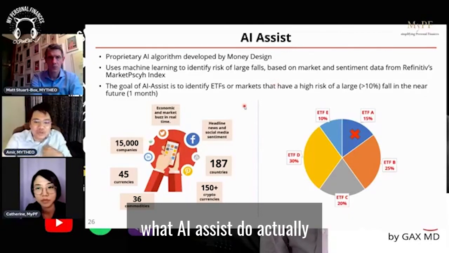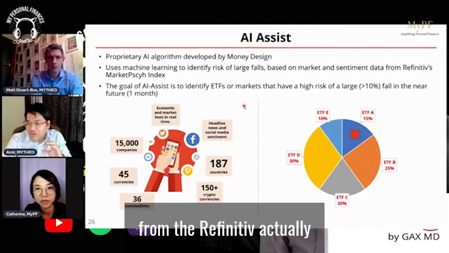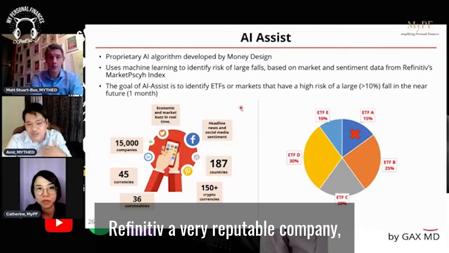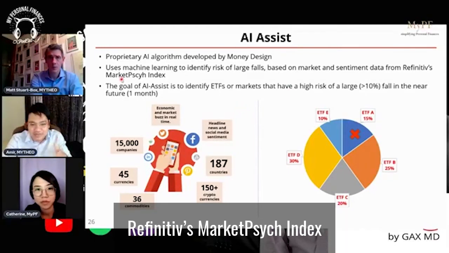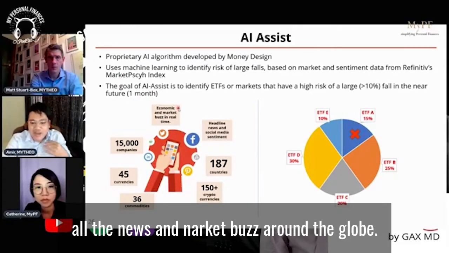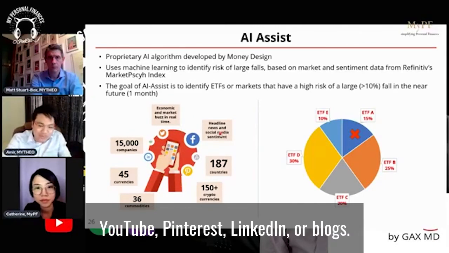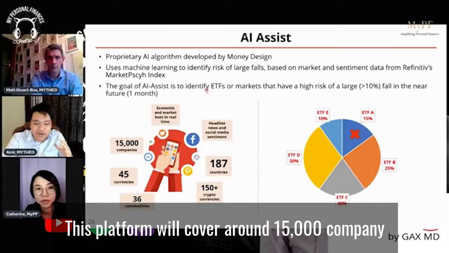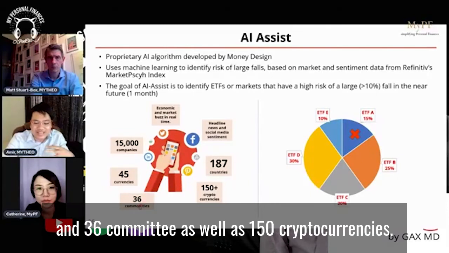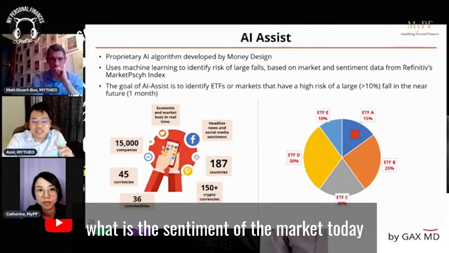So basically, we subscribe to data from Refinitiv, a very reputable company, the Refinitiv Market Psych Index. Refinitiv monitors all the news and market buzz around the globe through social media, Facebook, YouTube, Pinterest, LinkedIn, or blogs. This platform covers around 15,000 companies, 187 countries, 45 commodities, as well as 150 cryptocurrencies. So it monitors all news and detects the sentiment of the market today.